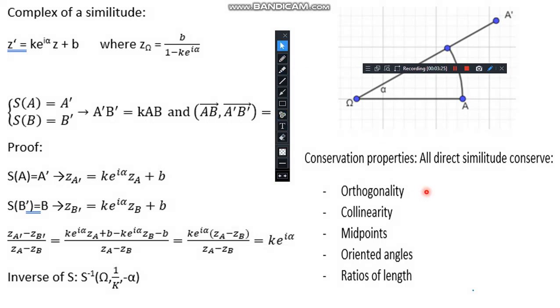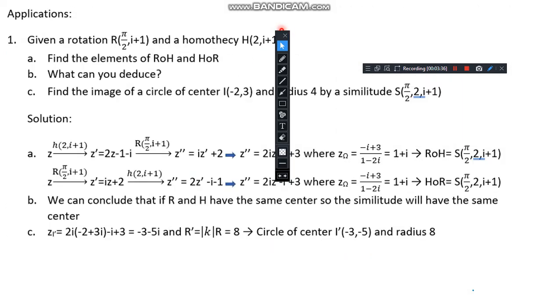Similitudes preserve orthogonality, collinearity, midpoints, oriented angles, and ratios of lengths, like we did in rotation and homothety.